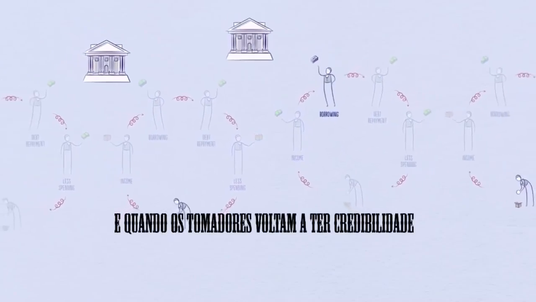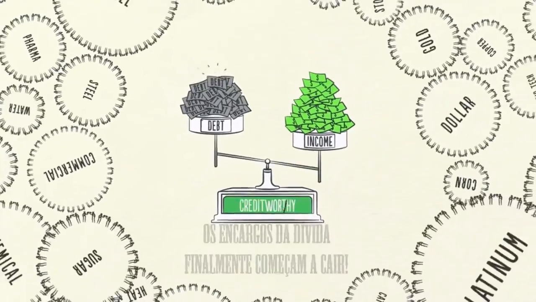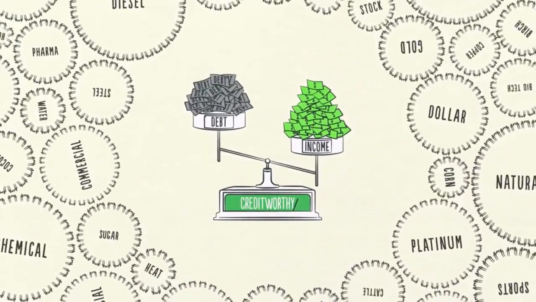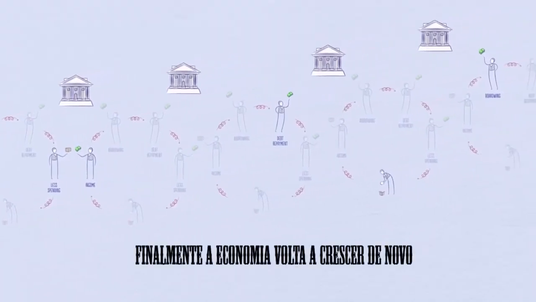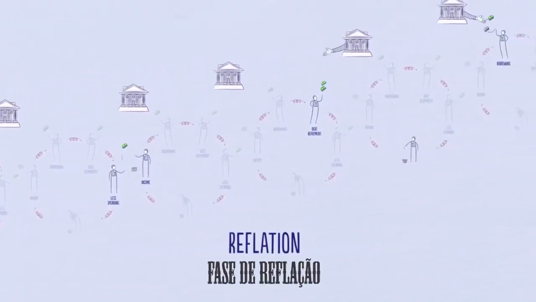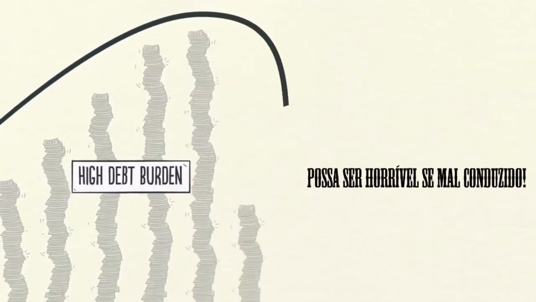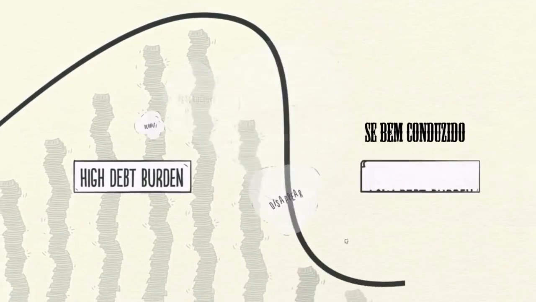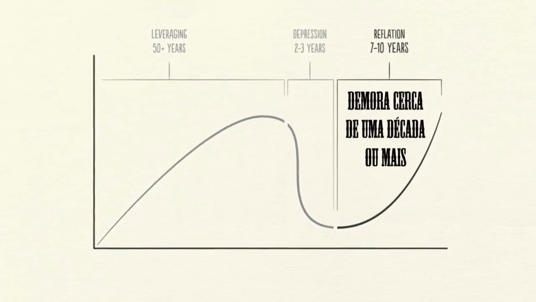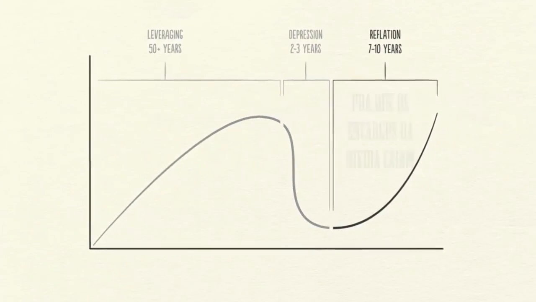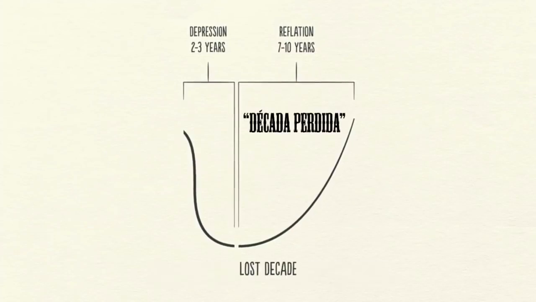When incomes begin to rise, borrowers begin to appear more creditworthy. And when borrowers appear more creditworthy, lenders begin to lend money again. Debt burdens finally begin to fall. Able to borrow money, people can spend more. Eventually, the economy begins to grow again, leading to the reflation phase of the long-term debt cycle. Though the deleveraging process can be horrible if handled badly, if handled well, it will eventually fix the problem. It takes roughly a decade or more for debt burdens to fall and economic activity to get back to normal, hence the term lost decade.